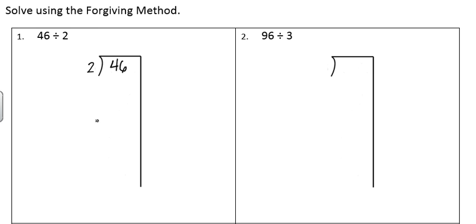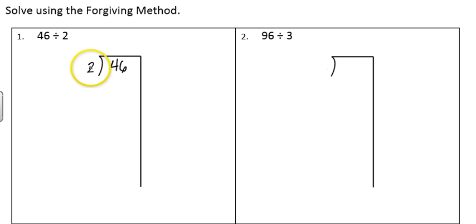My first problem is 46 divided by 2. 46 is the dividend, it goes inside the bracket. 2 is the divisor, and it goes outside of the bracket. The nice part about the forgiving method is that students have a chance to enter the problem at any level that makes sense to them.